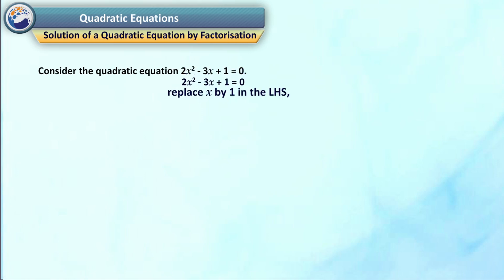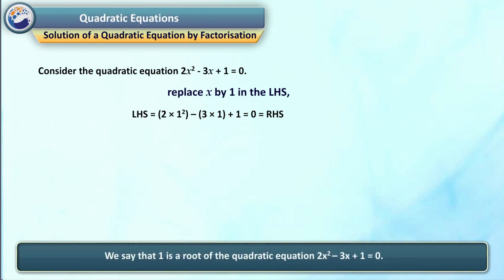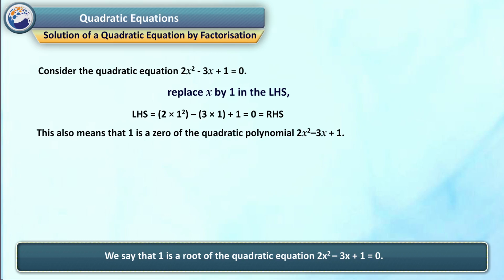Solution of a quadratic equation by factorization. Consider the quadratic equation 2x² - 3x + 1 = 0. If we replace x by 1 on the LHS of the equation, we get 2 × 1² - 3 × 1 + 1 = 0, which is equal to the RHS of the equation. This means that 1 is a zero of the quadratic polynomial 2x² - 3x + 1.